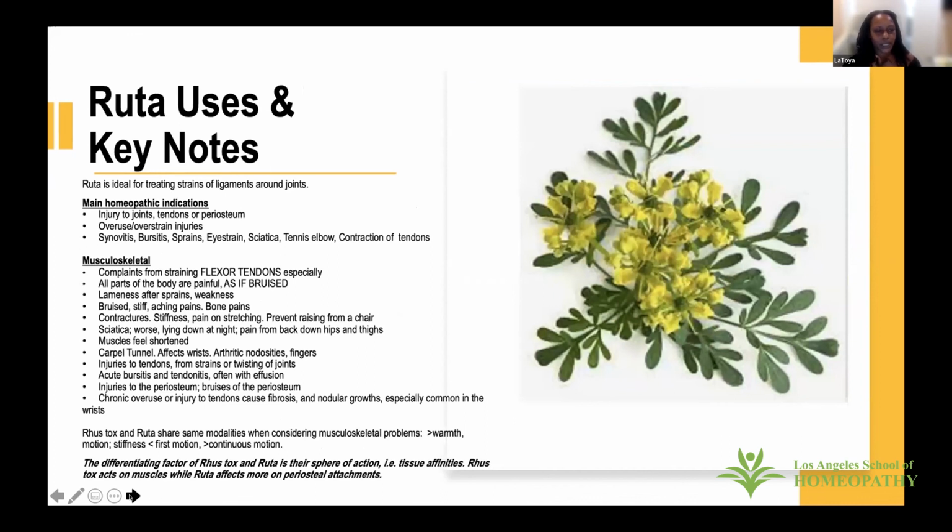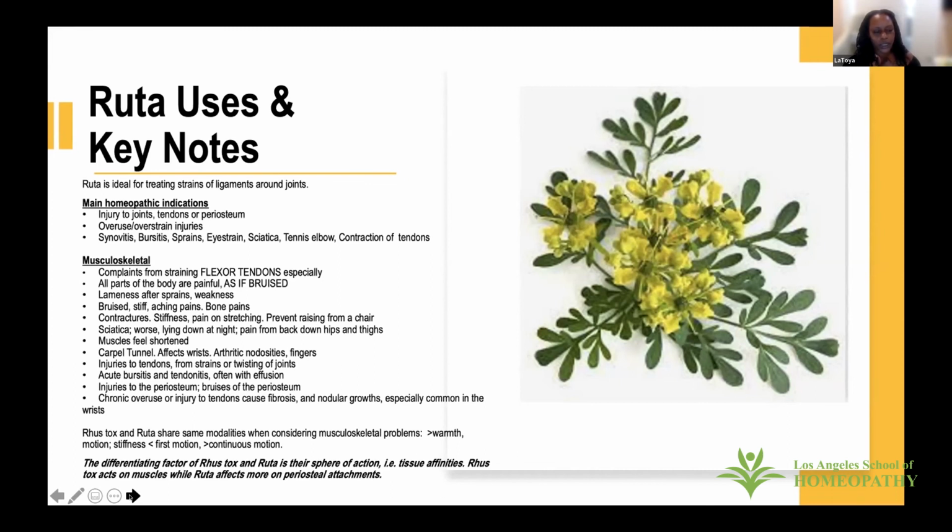So Ruta, some of the key notes here, is good for strains of the ligaments and joints. It's good for those tendon injuries. It focuses on the periosteum, sciatica, so those lower back injuries, overuse or overstrain. So a lot of the chronic injuries are good for Ruta.